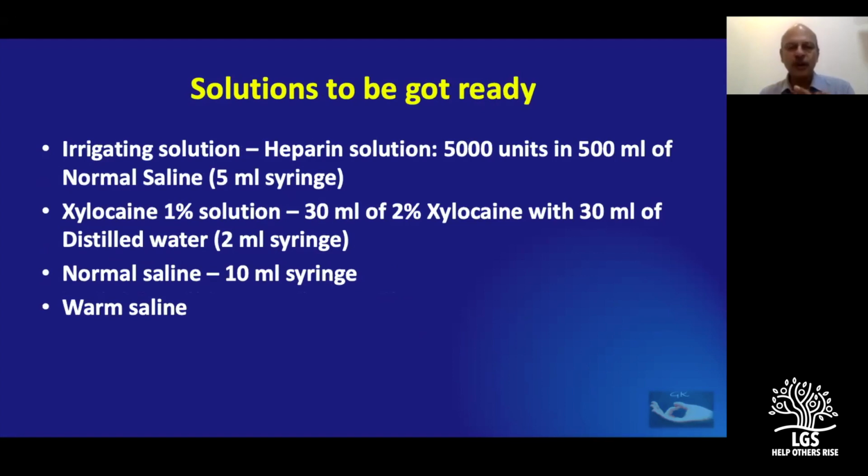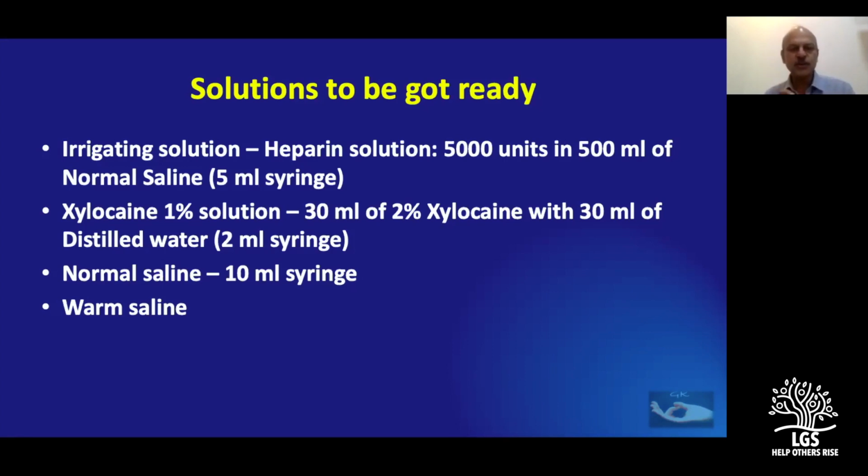Now, before we go into the fixation, getting everything ready, we need to get certain solutions ready. First is the irrigating solution. Heparin solution, 5000 units in 500 ml of normal saline. This is prepared, and usually it is kept in a cup with a 5 ml syringe. Why this specificity of 5 ml syringes? Sometimes, if the surgery takes quite a long time, the staff nurse may be changed. In that situation, it is very important that they identify it, because you cannot identify by the color. All the solutions are colorless. So the staff nurse can identify that the 5 ml syringe refers to the heparin solution.